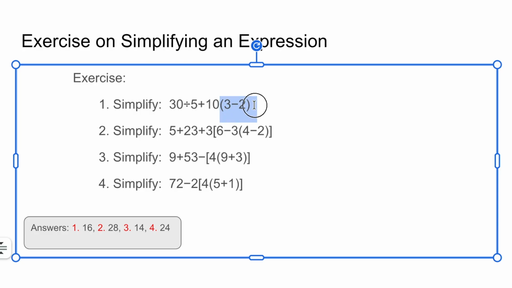So once you do the 3 minus 2, which is 1, then you can do the 10 times 1, which is 10. Then what should we do? Multiplication and division go together in the same priority and we can't do the addition. The only thing left is 30 divided by 5. So we should do this and get the answer 6. So this becomes 6 and this becomes 10, and 10 plus 6 is 16.